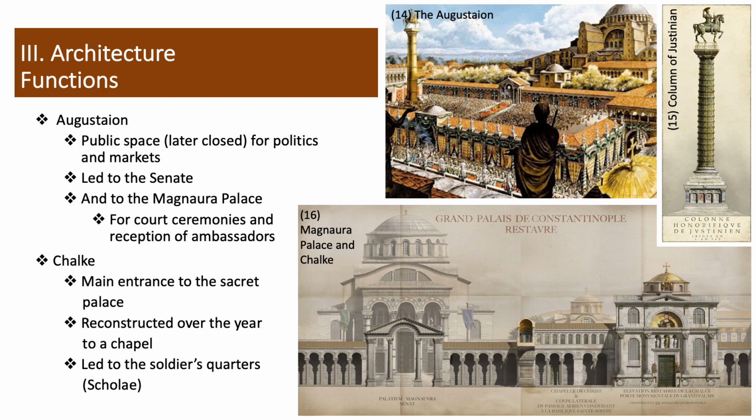As you can see in the picture in the right lower corner, next to the Magnaura Palace was the entrance to the Sacred Palace. It was called Chalke and could only be entered by the emperor himself, his guards, or other important people. It was reconstructed multiple times and became a chapel with its own relics over the years. Close to the Chalke was the Scholae, the quarter of the palace guards, from where you could go to a huge open court called Tribunal.